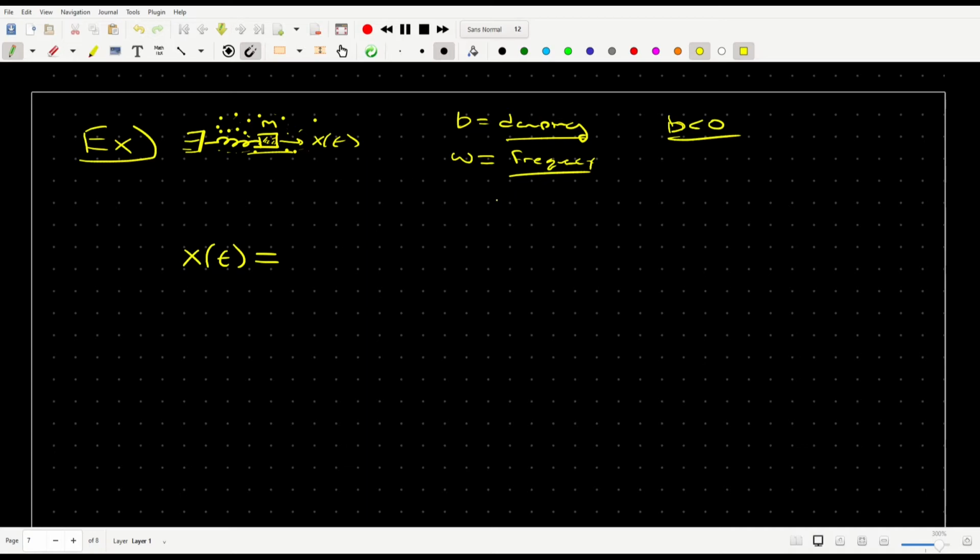Each of these things can be described in terms of the given mathematical model and physical constants, but the main idea is that when you go through and solve for the motion of the mass, you'll get that the motion of the mass is of the form A, where A is the initial displacement of the mass at time 0, times e to the bt, times cosine of omega t.